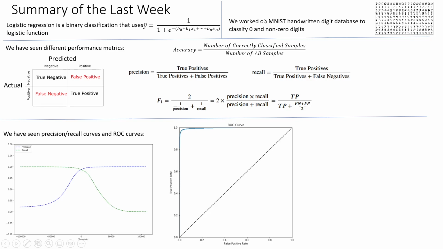And then we worked on an example called the MNIST handwritten digit database in order to classify the 0 and non-zero digits. Then we have seen some concepts called precision recall. We saw something called confusion metrics as here. And then we saw some accuracy assessment and performance evaluation metrics, accuracy, precision recall, and F1 score. Then we have seen how we can use this precision recall curves. And then we have seen another concept called ROC curve.